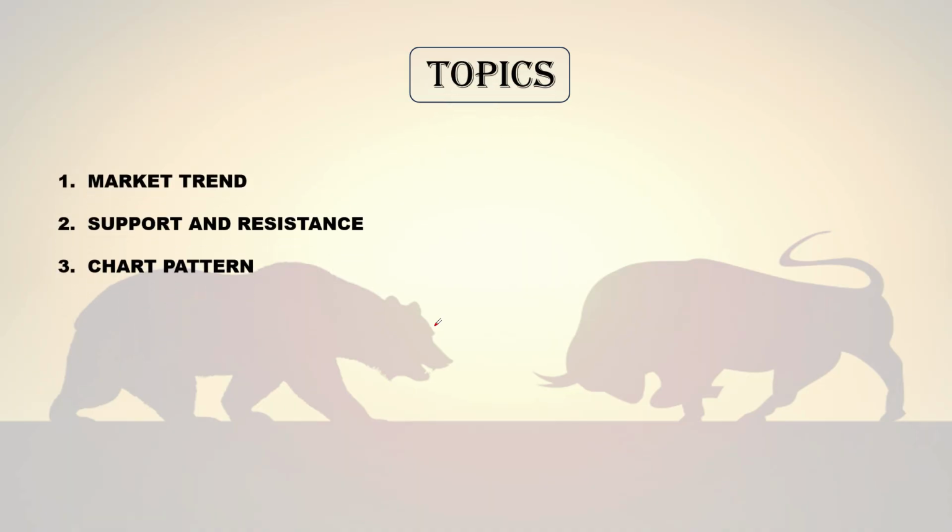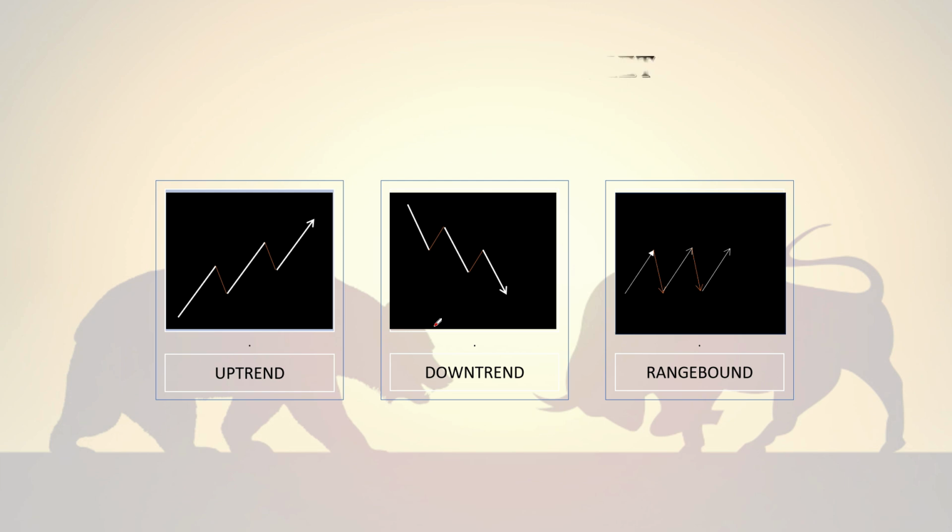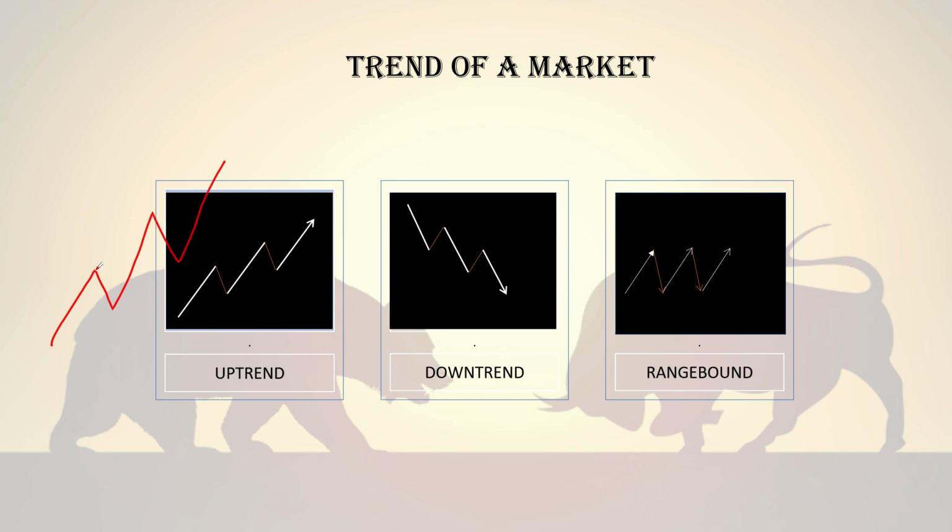So today's topic could be market trend, support and resistance, and chart pattern, right? So mainly there are three trends in the market. One is uptrend, second is downtrend, and third is range bound. Why is it an uptrend? Because the market is moving like this, right? So it is forming higher highs. This type of formation is called uptrend, meaning price is increasing.